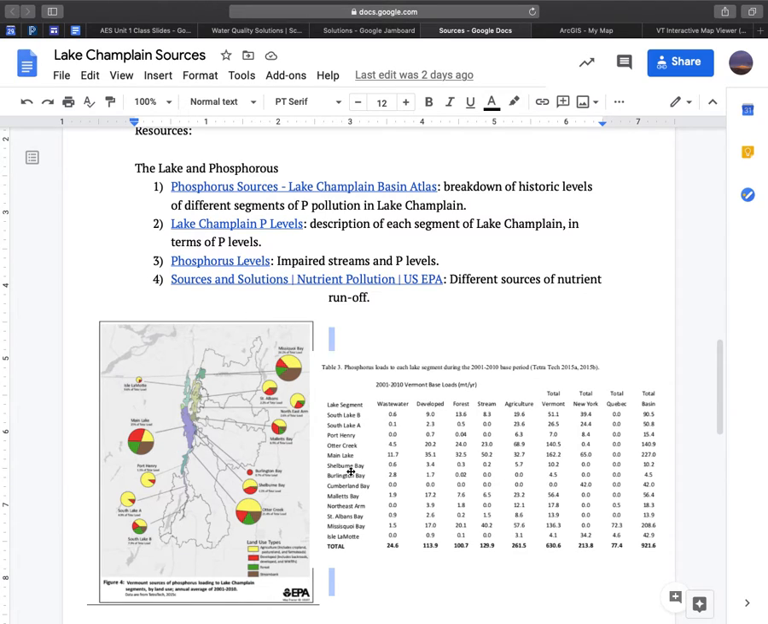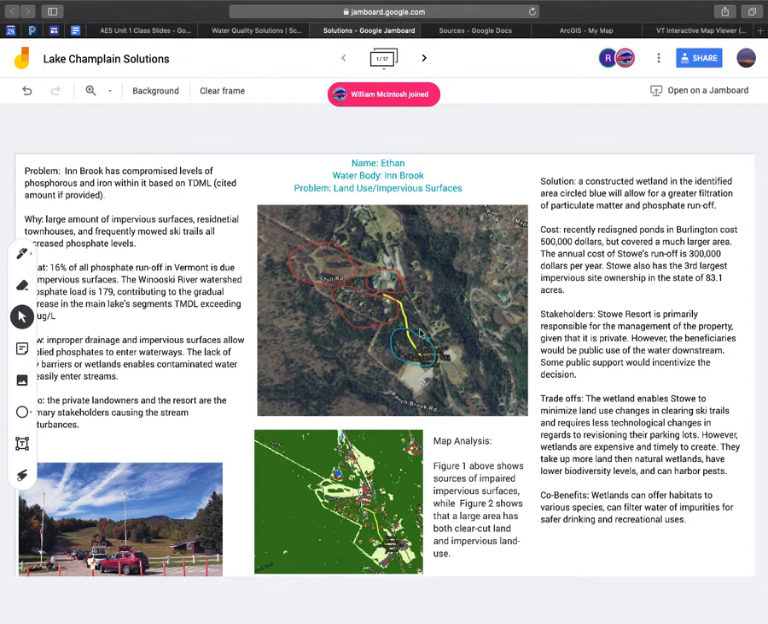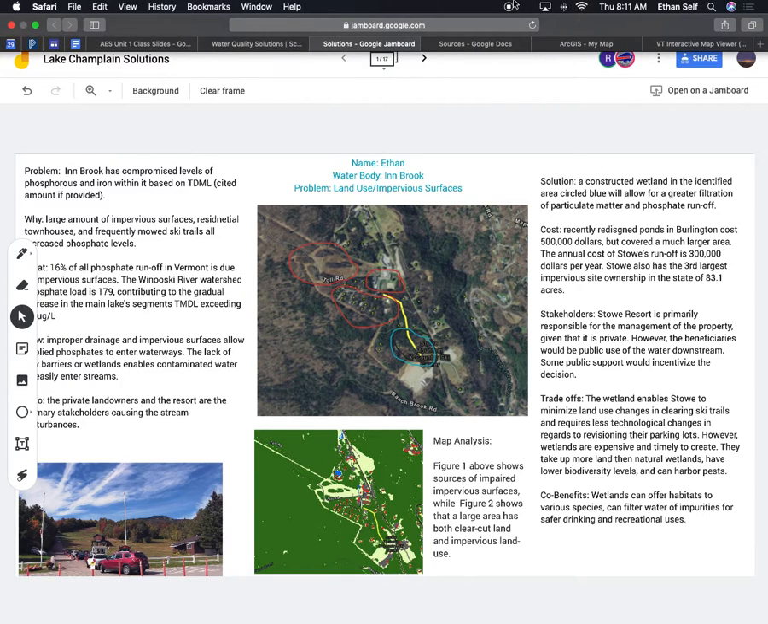So for example, if I did Shelburne Bay, I would see that Shelburne Bay has a huge amount of its phosphate coming from agriculture. So I would look within that watershed and start identifying farms or agricultural practices that might be compromising water quality. And I would be putting that information right here for today. You don't need to worry about the problem or the solution. Please let me know how I can help. We'll be working on this next week in class as well.